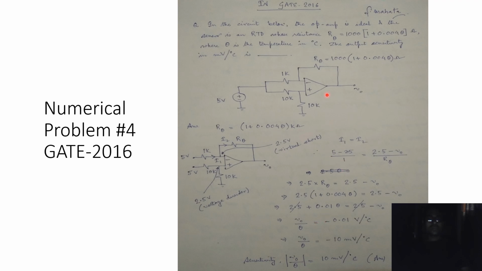And because the answer is required in terms of millivolt per degree centigrade, you can go one step forward and write this expression as minus 10 millivolt per degree centigrade. The sensitivity is usually calculated in absolute terms, and therefore if I take mod of V0 by theta, the sensitivity value becomes 10 millivolt per degree centigrade.